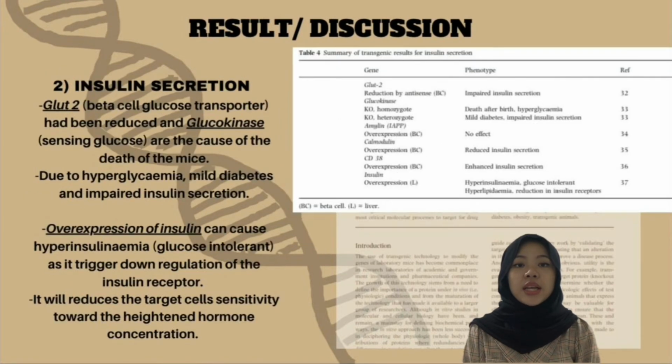homeostasis. Thirdly, insulin secretion. It showed GLUT2, which is the beta cell glucose transporter, had been reduced in transgenic mice, and glucokinase, which is sensing glucose, are the cause of the death of mice due to hyperglycemia, mild diabetes, and impacted insulin secretion. Other genes, like overexpression of insulin, can cause hyperinsulinemia, which is glucose intolerant, as it triggers down regulation of the insulin receptor, which means it will reduce the target cell sensitivity towards the heightened hormone concentration. And now, I'm going to pass to Najwaa.